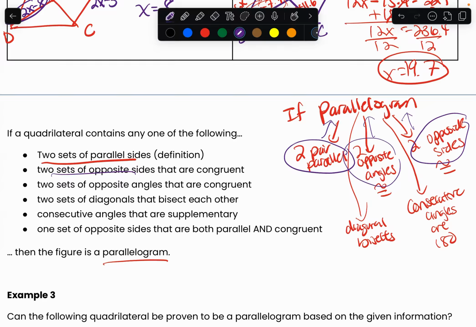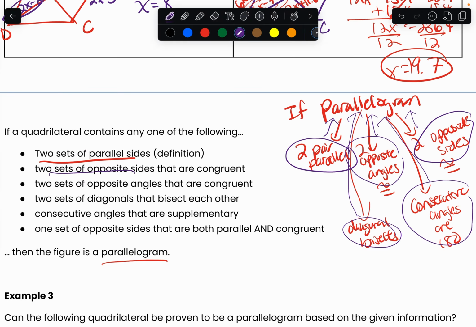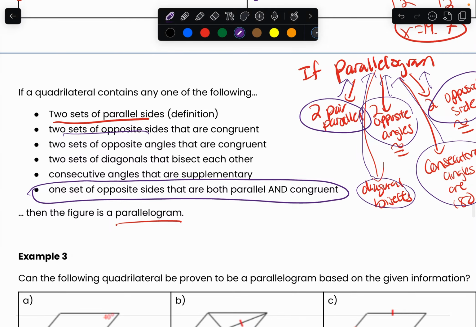Next one. Two sets of diagonals bisect each other. Well, same thing right here. It's literally the opposite. Consecutive angles are supplementary. Well, consecutive angles, supplementary. Yes, we have it. The only new one that you have to learn is right here, which is that one set of opposite sides that are both parallel and congruent. Basically it means if you have one pair of opposite sides that's both parallel and congruent, then it's also going to be a parallelogram. Other than this statement, the rest is pretty much the same as 9.1. It's just working backwards.